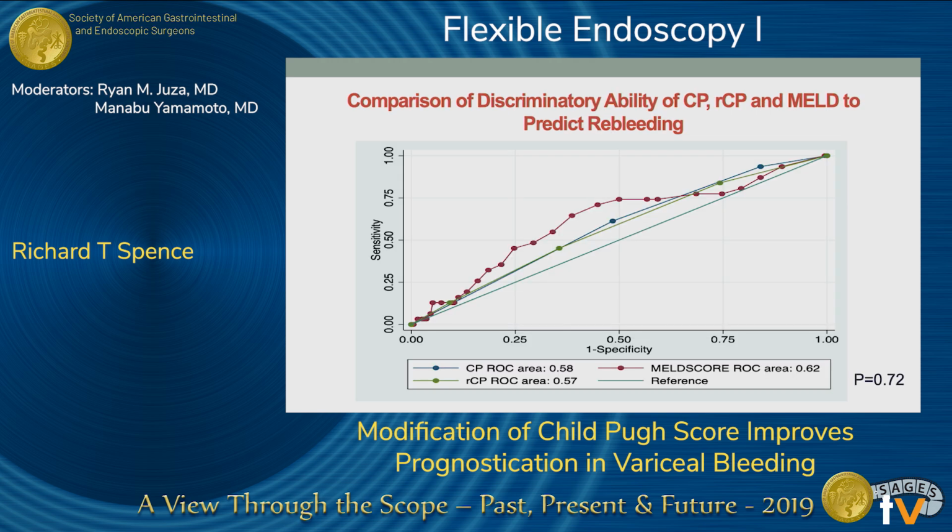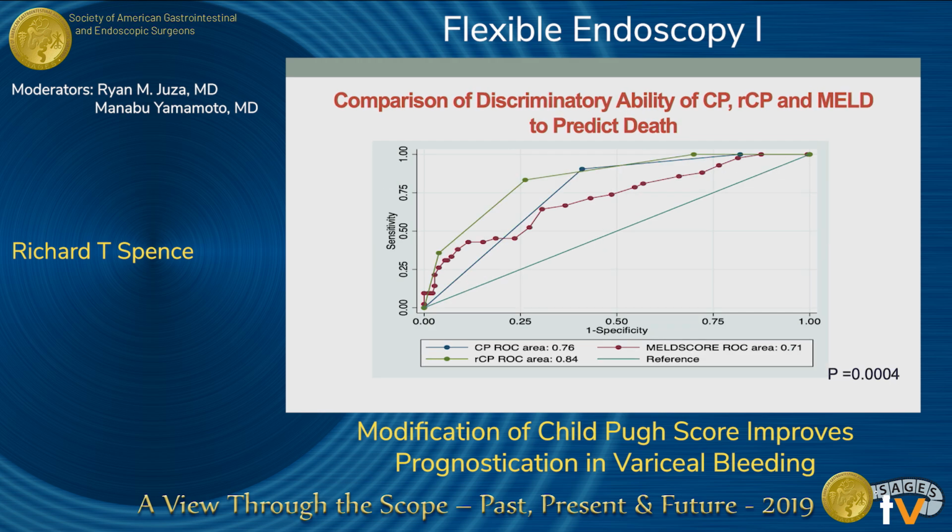So how did this do? Unfortunately, our scores, both Child-Pugh, recalibrated Child-Pugh, and MELD, actually very poorly predict rebleeding. I'm not sure if all of you are familiar with analyzing area under the curve, but essentially this is your reference. That's 50%. So if your line is on that, that's essentially like flipping a coin. You really can't predict the odds. So there's not that much area for any of these three scores. Perhaps MELD showed a little bit to the eye, but this was not statistically significant.